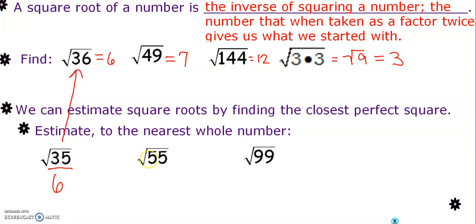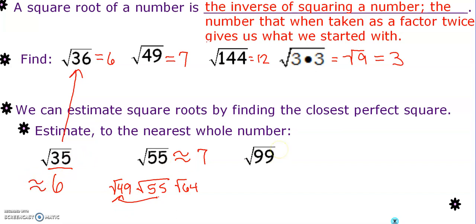Let me take a look at the next one, the square root of 55. Okay, let me think of my perfect squares that are next to 55. That would be 64 and 49. 55 is closest to 49, so the approximate or the estimate would be 7 because the square root of 49 is 7. And I did those squiggly lines there to mean approximate.